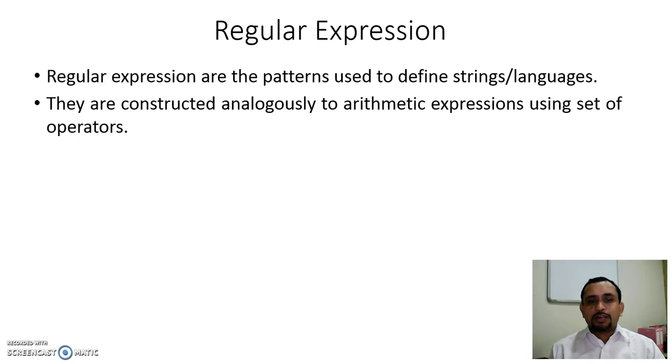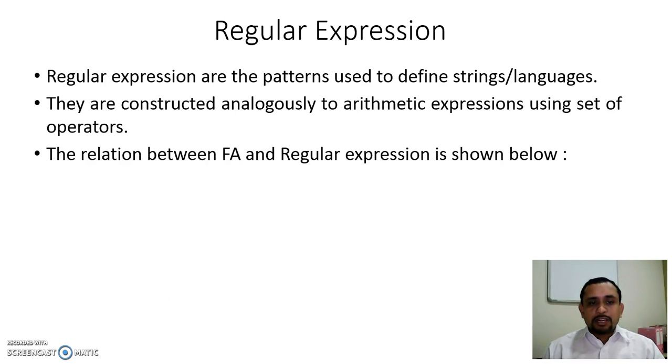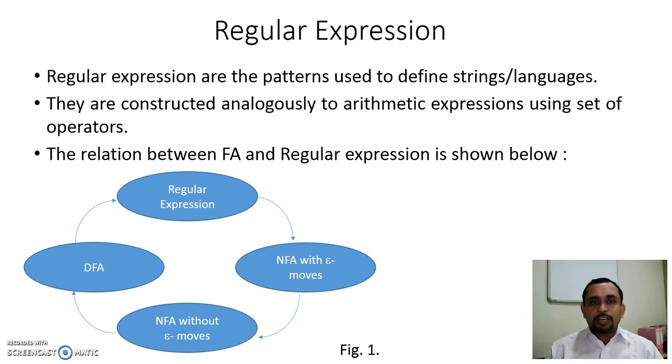They are constructed analogously to the arithmetic expressions by using a set of operators. The relationship between FA and regular expression can be visualized like this. If we have a regular expression available with us, there exists an equivalent NFA with epsilon moves to it. Similarly, if we have NFA with epsilon moves available, its equivalent NFA without epsilon moves can be constructed. If we have NFA without epsilon moves available with us, its equivalent DFA can be constructed. Similarly, if we have a DFA, that is deterministic finite automata, we can construct an equivalent regular expression to it.